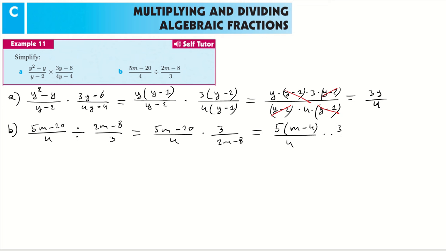4 here, and 3 here. And here I can take the 2 out, and there m minus 4 is left as well. So in this case, the m minus 4's cancel out. So I have 5 times 3, which is 15, over 4 times 2, which is 8.